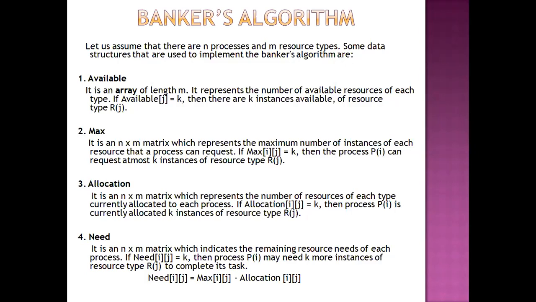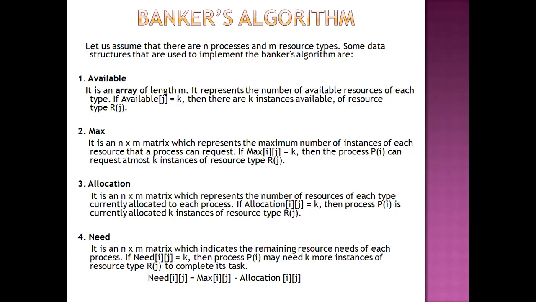Second data structure is max. It is an n cross m matrix which represents the maximum number of instances of each resource that a process can request. It means there is a specified fixed limit that a process can request. If max[i][j] is equal to k, then the process Pi can request at most k instances of resource type Rj. Suppose there are 10 printers and there are two processes P1 and P2 and P1's max need is 7. So process P1 cannot ask for 8 printers.